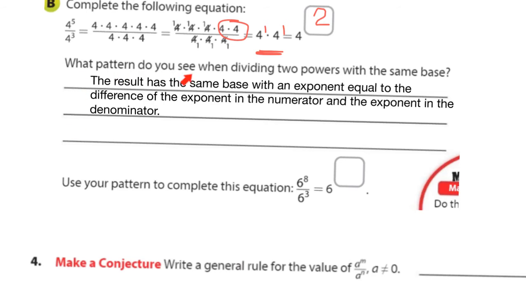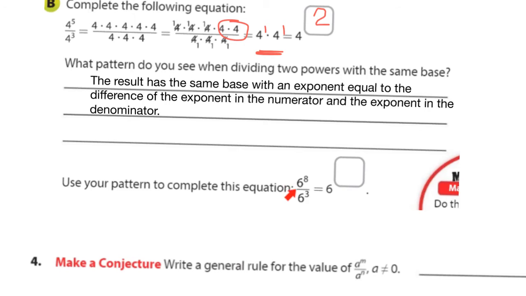So hang on while I fill out this next one. Okay, so what pattern do you see when dividing two powers with the same base? The result has the same base, so the base was 4, or my answer has a 4 base still, and the exponent is equal to the difference. Difference means subtract. The exponent in the numerator was 5, and the exponent in the denominator was a 3. So the difference, subtract 5, take away 3, gives you 2. So using this pattern, let's solve this problem.